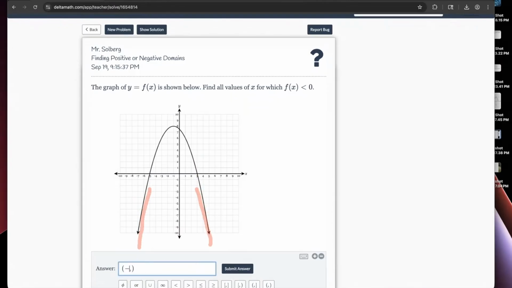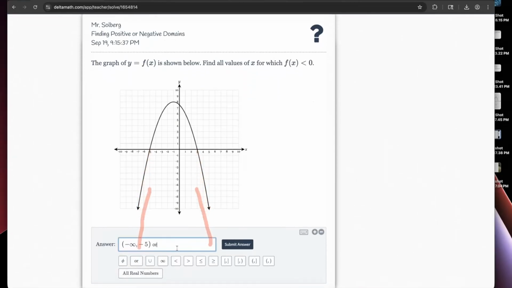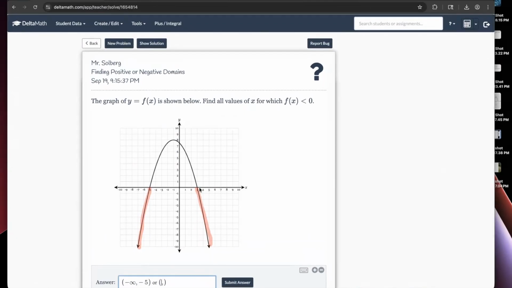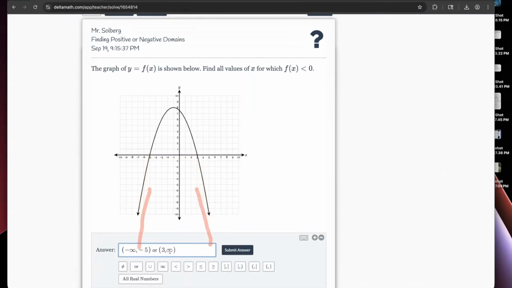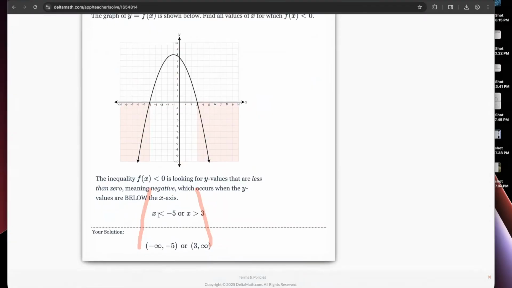Or if you want to do the intervals, just parentheses. So negative infinity up to -5, so everything up to -5. Click the OR button, do another set of parentheses here. So this piece, the left boundary is 3, the right boundary, there's an arrow, so infinity. So 3 to infinity. Just to show you, this is what we did in class, it would accept this as well, even though it's looking for this.